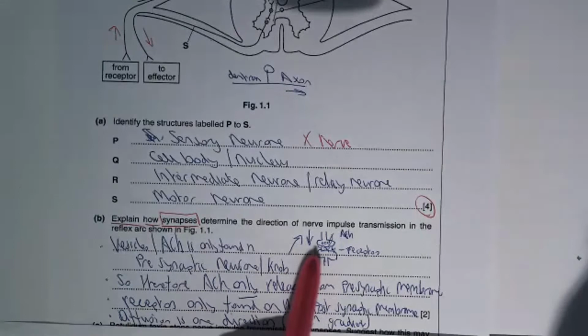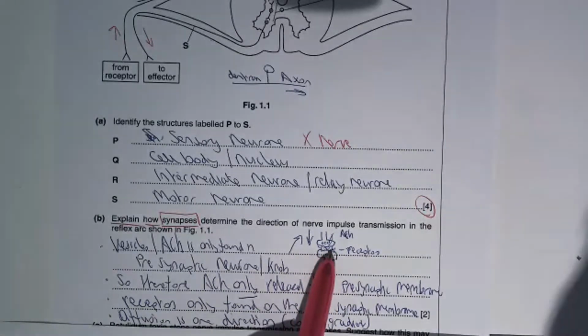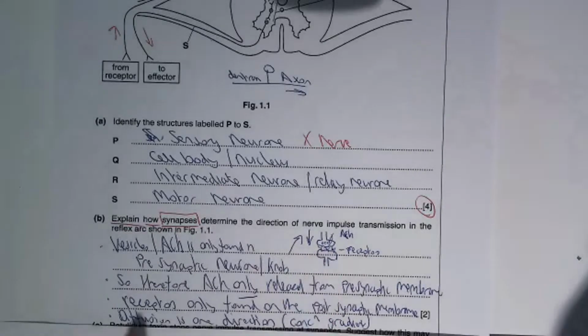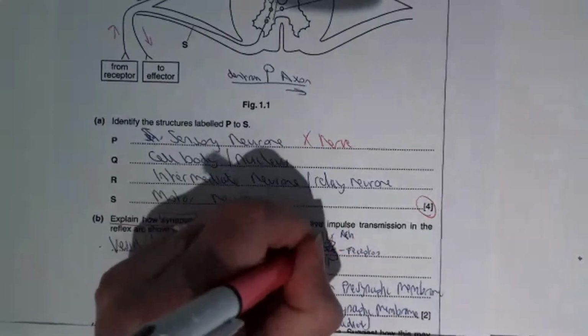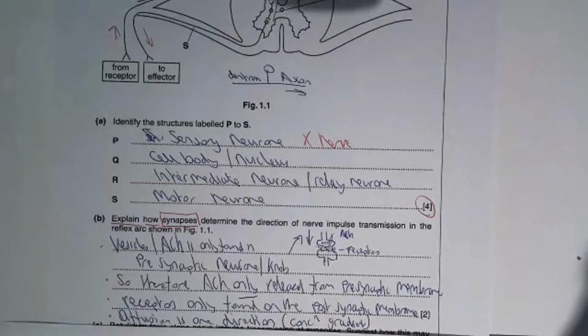Receptors are only found on the postsynaptic membrane, and that's where the neurotransmitter binds to, and diffusion is only in one direction because it'll be from a high concentration at this end to a low concentration at the presynaptic membrane end, at the postsynaptic membrane end.